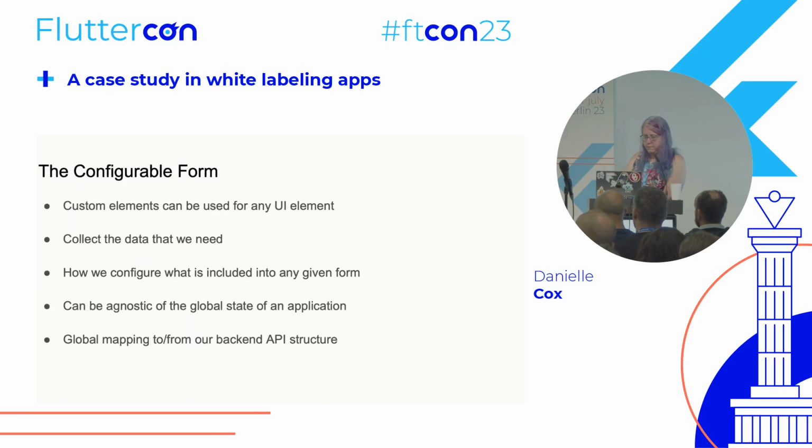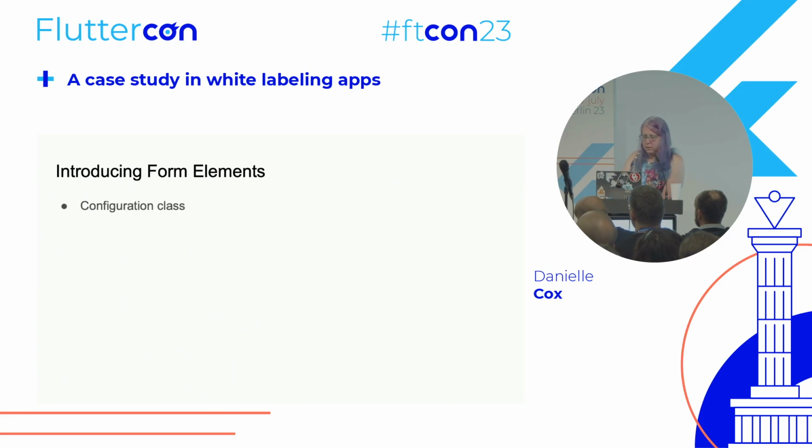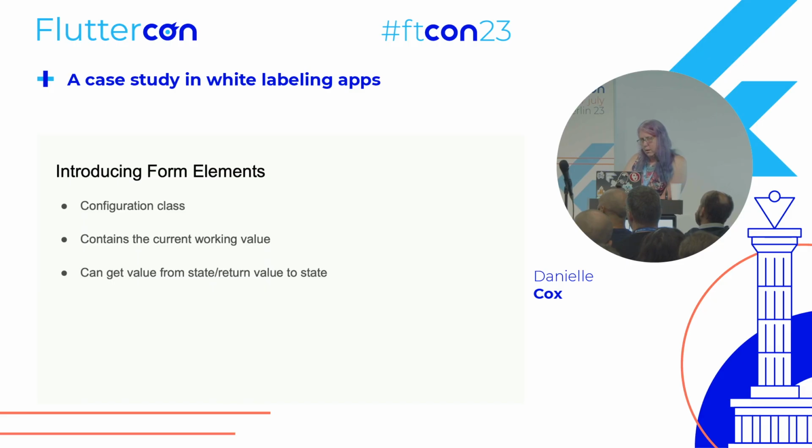Whereas if everything's in there, you're fine. So I've got a configuration class, and it contains the current value. So far it's not super helpful, but we got that. But it can also get the current value. It can get what value we want from our state object, and it can put it back once we've changed it and decided we want to change it.